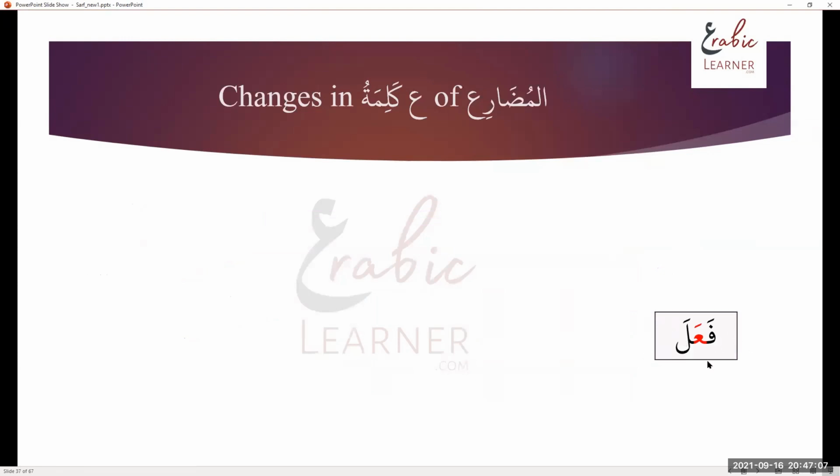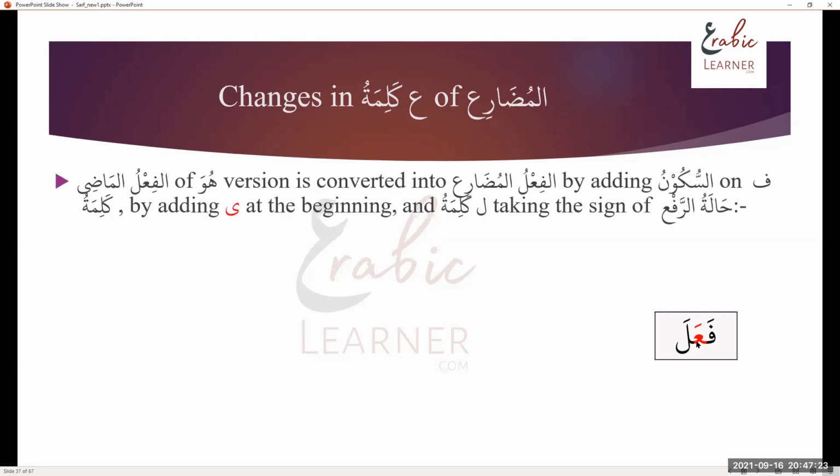I have taken the first case. Now from Fa'ala, using the technique I showed you, I can make the Mudaare. This is the Hua version of Fi'l Maadi, so we will first find the Hua version of Fi'l Mudaare. This is the rule I will follow: add Sukun to Fa Kalima, add Ya in the beginning, and put Rafa Halat on Lam Kalima.